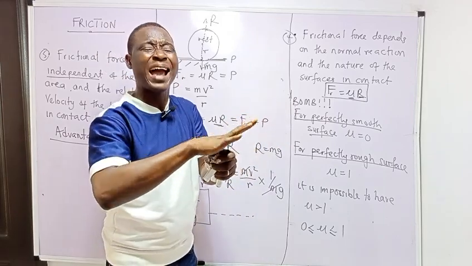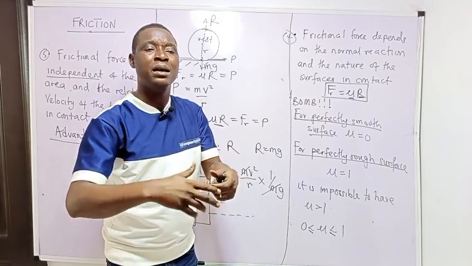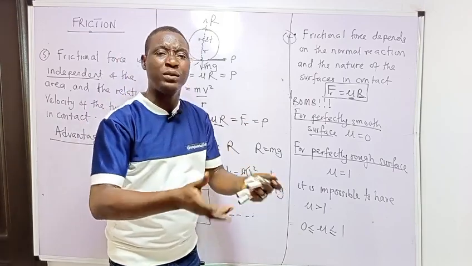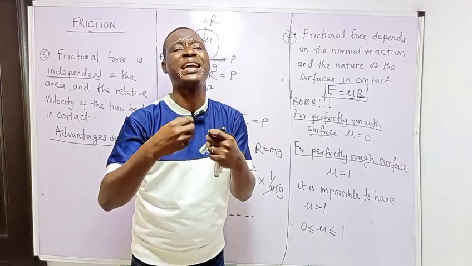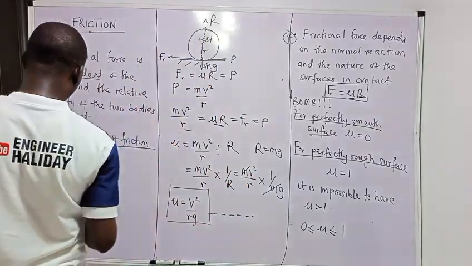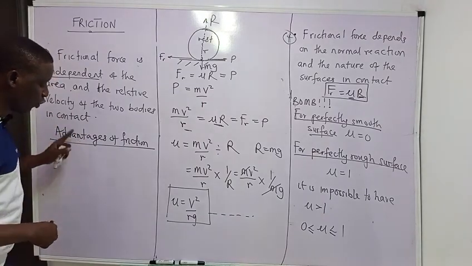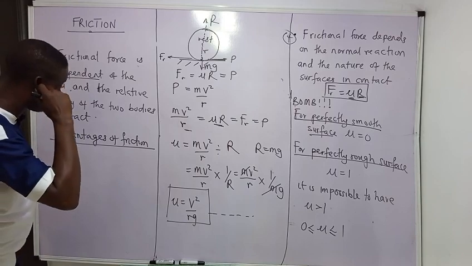Why? Because they've streamlined the surface of the car, the plane, the train, and all that. We can also do what they call lubrication. We have explained lubrication and several things that we can talk about concerning how to reduce friction. Please take note of that.